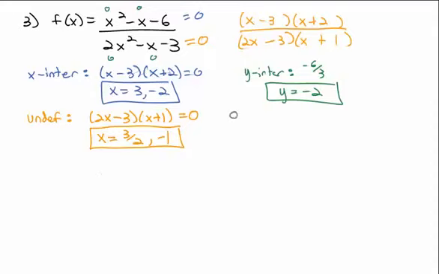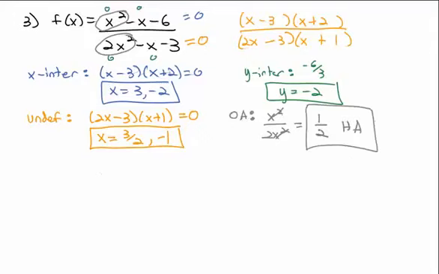For the other asymptote, we take those leading coefficients and reduce them, x squared over 2x squared. The x squareds are going to reduce out, leaving behind 1/2. So that's going to be our horizontal asymptote, 1/2.